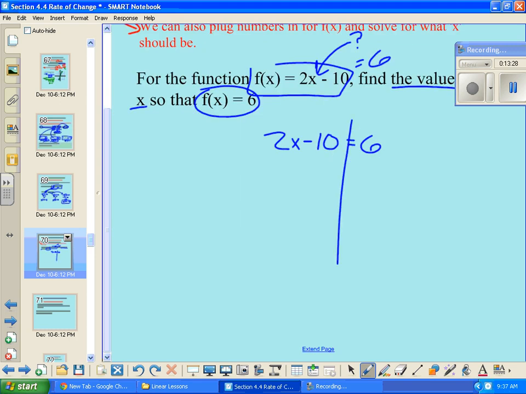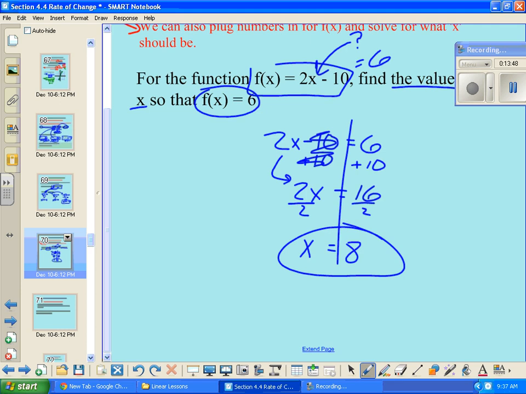How do I solve this equation and find out what x has got to be? Well, I try to get x by itself, so I draw my line. It says minus 10, so I add 10. Things we learned way back in chapter 3 here. Now I just have 2x on the left side still. On the other side, I have 16. I'm just solving this little two-step equation to find out what x would have to be so I would get an answer of 6 in the function. In this case, I'm finding out that x equals 8.